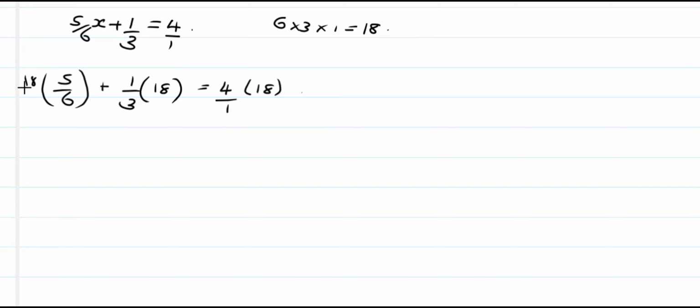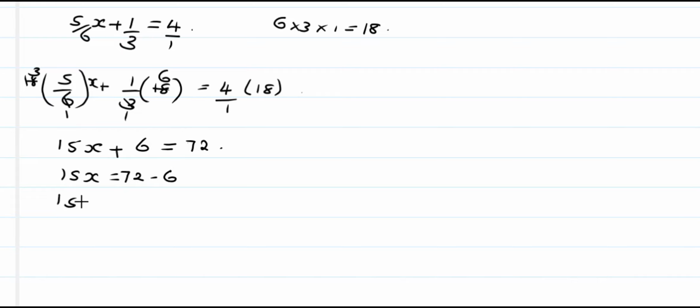So it becomes by 6, 1, don't forget here we have x, so by 6, 1, by 6, 3, so 3 multiplied by 5 is 15, that we have x, so it's 15x, plus 1 over 3, which this 3 can go on by 3, 1, by 3, 6, plus 6 is equals to 4 by 18, which is 72, and I can say 15x is equals, I take this 6 on the other side, so it becomes 72 minus 6, so becomes 15x is equals to 72 minus 6 is 66.